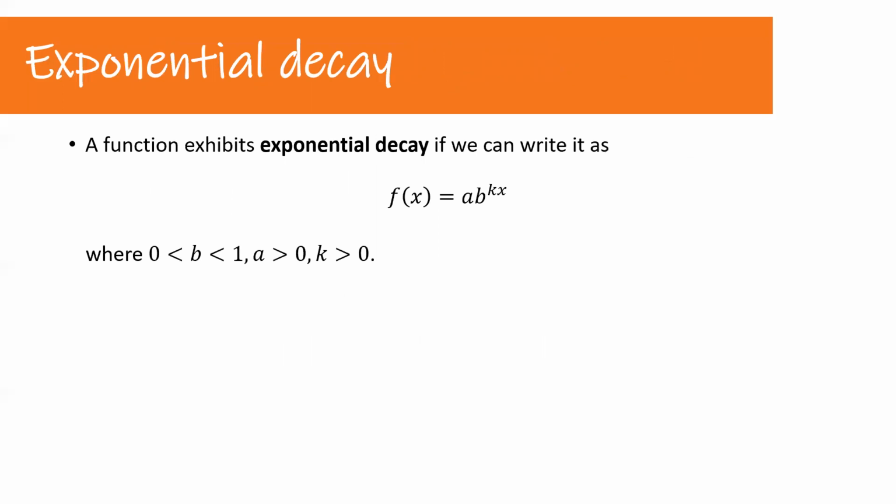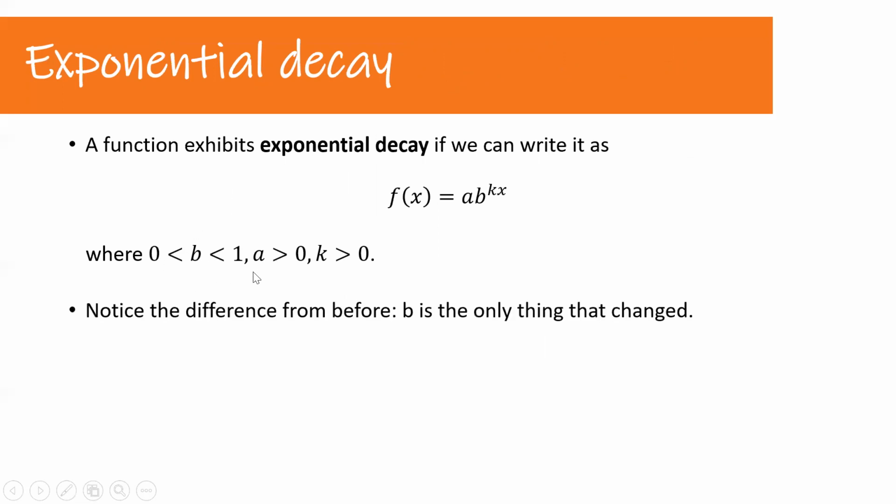Now, on the other hand, we have something called exponential decay. And this is kind of the opposite of exponential growth. So we're still writing it as f of x equals a times b to the kx. We still have a is greater than 0. We still have k is greater than 0. But now b is between 0 and 1. Notice the only thing that changed between exponential growth and exponential decay was the value of b. All the other requirements were the same.